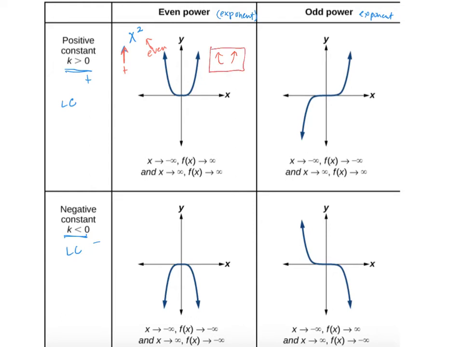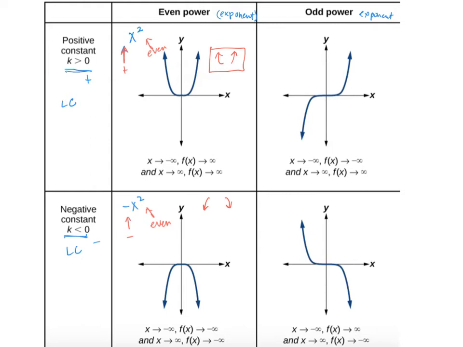Let's look down now. When do I have both my ends going down? The example that we should be familiar with is negative x squared. So notice here I have a negative and I have an even. So anytime you have a negative leading coefficient and your degree is even, the ends of your graph are going to both be facing down.